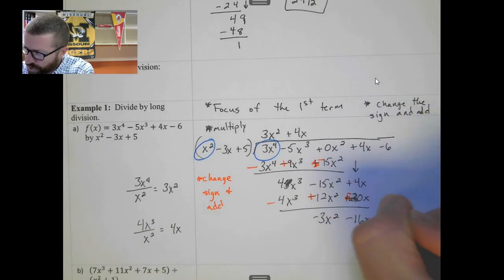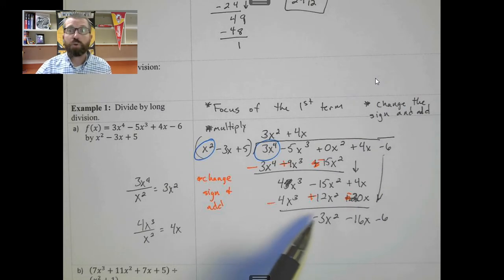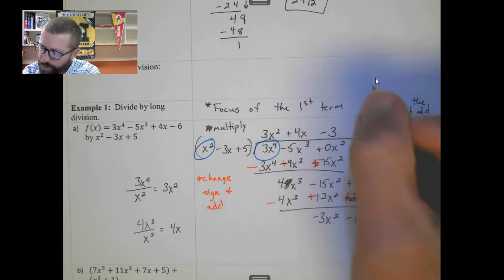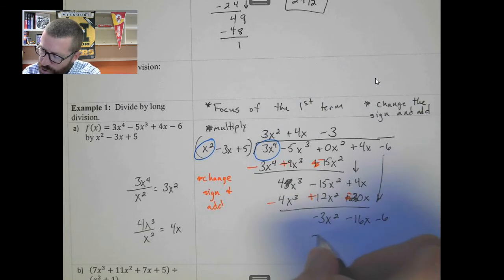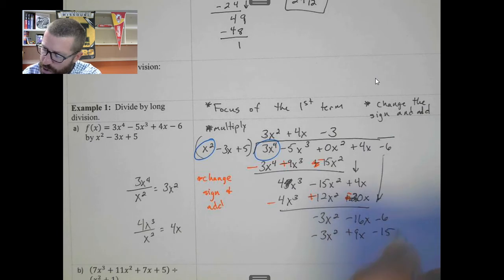And then you can bring down the negative 6. Bring it all the way down. And then x squared goes into x squared. So we're going to repeat the process again. This time you need a negative 3 up here. So that gives you negative 3x squared plus 9x minus 15.